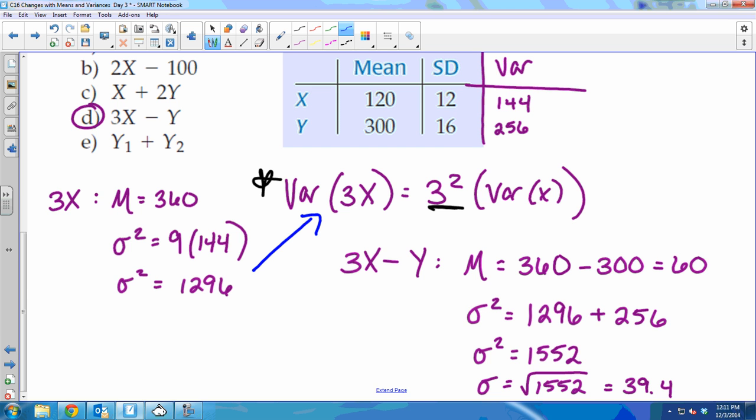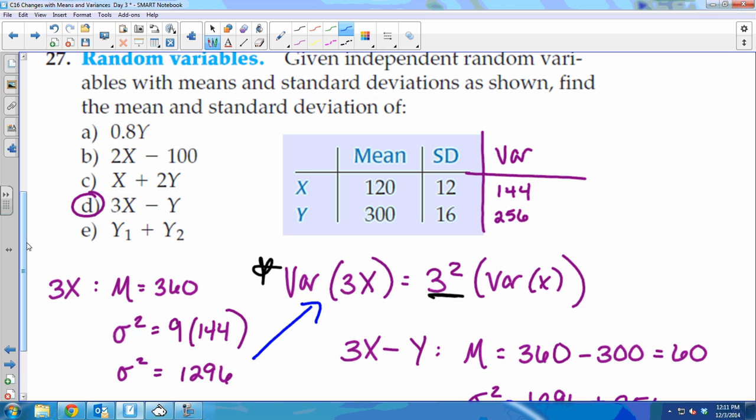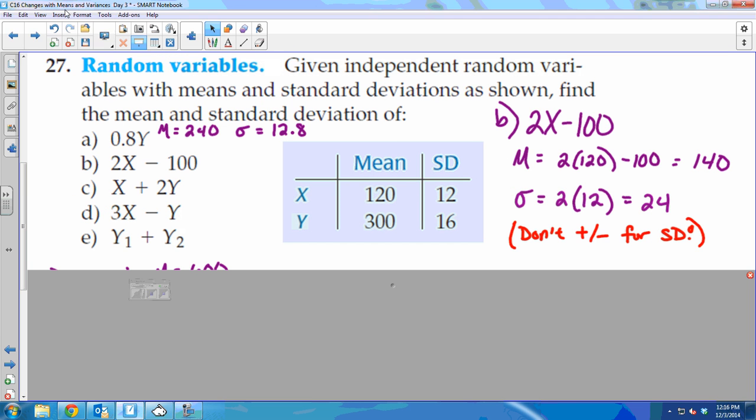All right, I want you to do the other 4 of this one. A, B, C, and E. And then we'll check your answers.